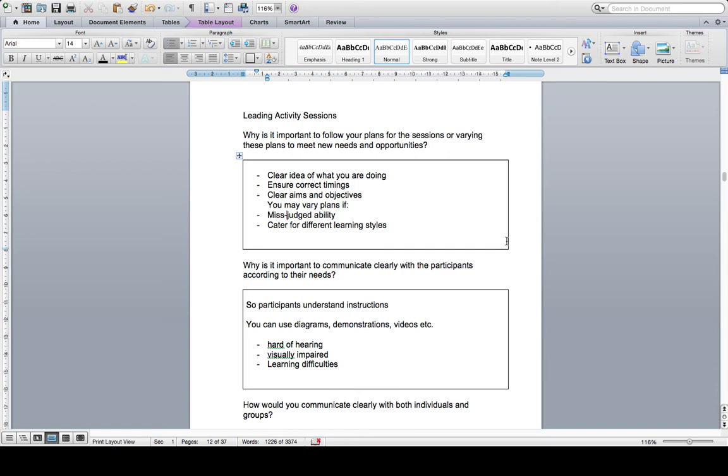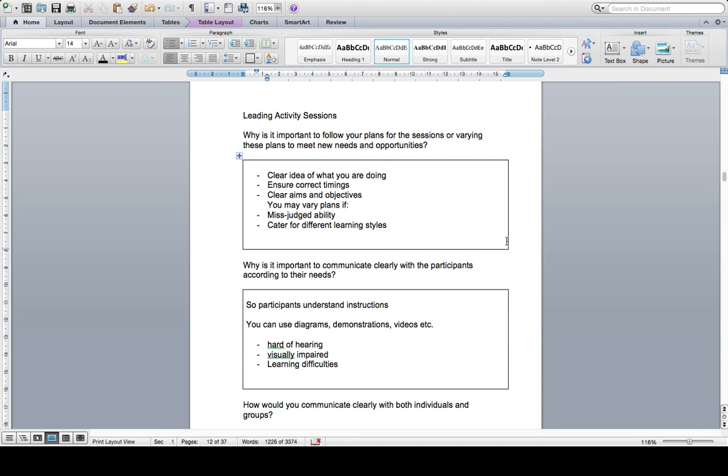I hope I've covered everything in that question there. If we move on to question 2, we've got, why is it important to communicate clearly with the participants according to their needs? Well, obviously, it's really important to communicate very clearly with everybody we work with, so that everybody understands what is expected of them. Okay, what the participants need to do. They need to know that, obviously.